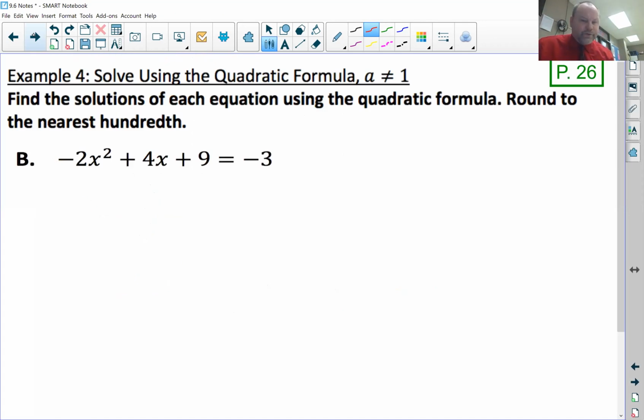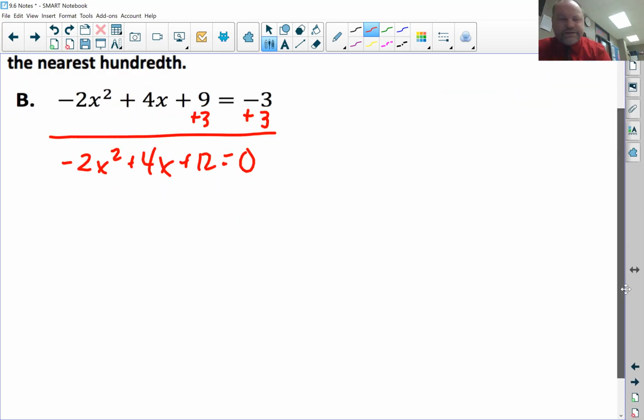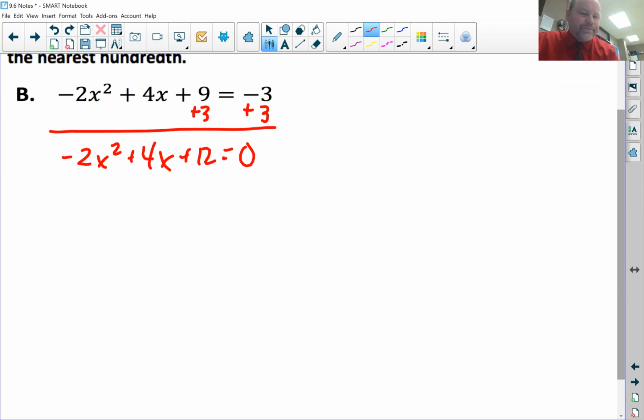All right, another example. We're going to add 3 to both sides. Now, if we were going to try to factor this, we would look for a greatest common factor and take that out and deal with it and then try to factor. Because we're using the quadratic formula, we don't have to worry about that. That's one of the nice things about the quadratic formula.